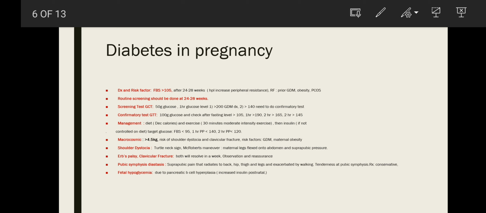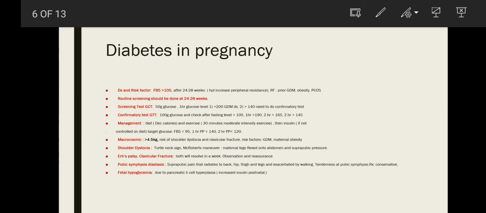So now let's discuss diabetes in pregnancy. It's defined as fasting blood glucose greater than 105 after 24 to 28 weeks of gestation. This diagnosis is made at 24 to 28 weeks of gestation, so all pregnant ladies should be screened for gestational diabetes at 24 to 28 weeks.